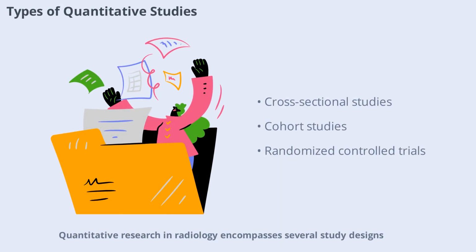Quantitative research in radiology encompasses several study designs, each with its own strengths and limitations. Common types include cross-sectional studies, which analyze data at a single point in time, cohort studies, which follow groups over time, and randomized controlled trials, which compare interventions in controlled settings. By choosing the right study design, researchers can answer specific questions about diagnostic accuracy, disease prevalence, or treatment outcomes, ensuring that their findings are robust and reliable.